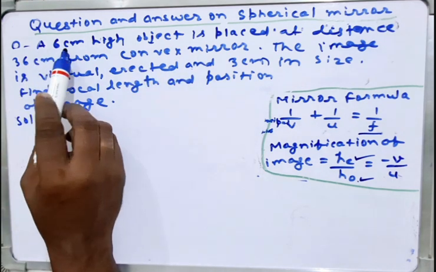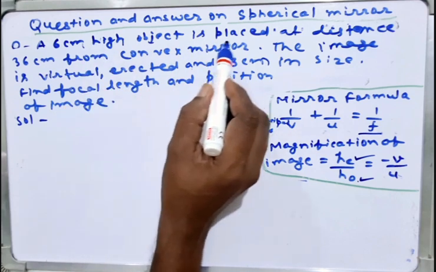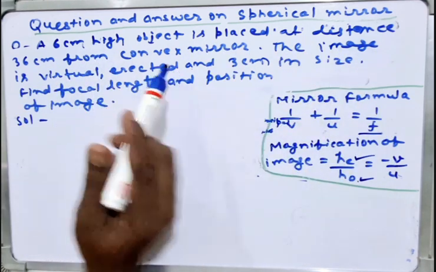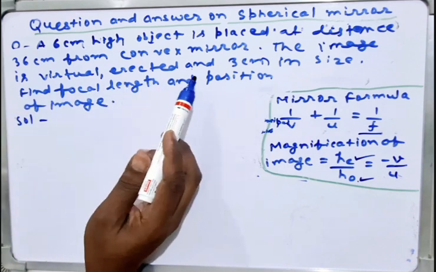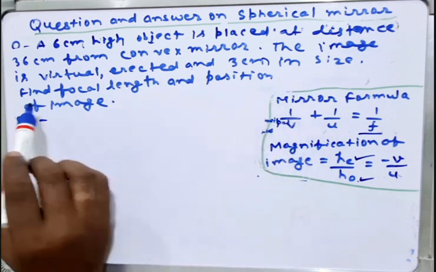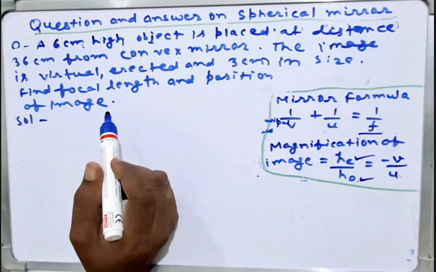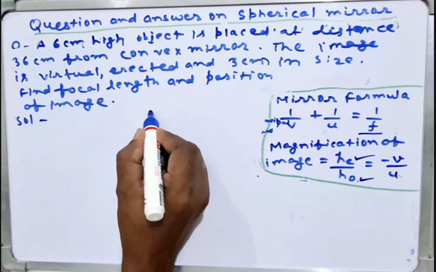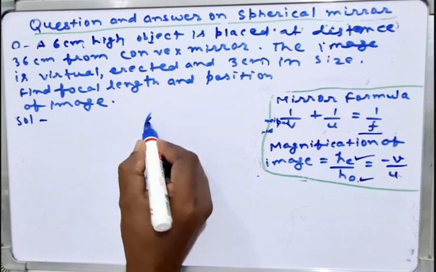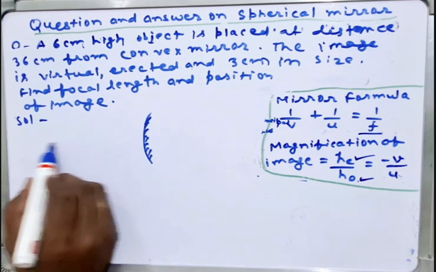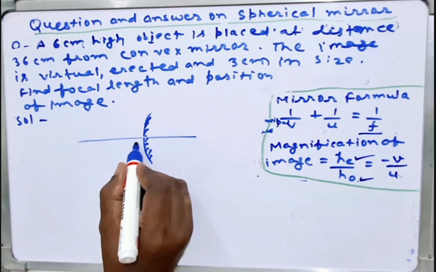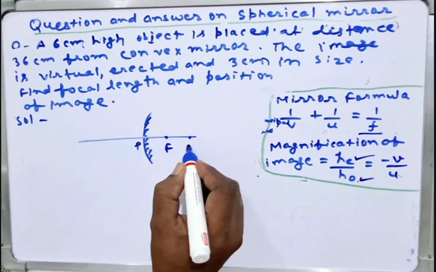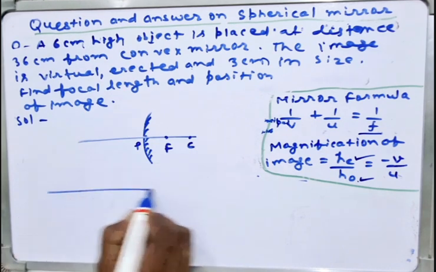The question is: a 6 centimeter high object is placed at a distance of 36 centimeter from a convex mirror. The image is virtual, erect and 3 centimeter in size. Find the focal length and position of the image. To solve such a question, this one is a convex mirror, this one will be the pole, this is the focus, and this one will be the center of curvature.